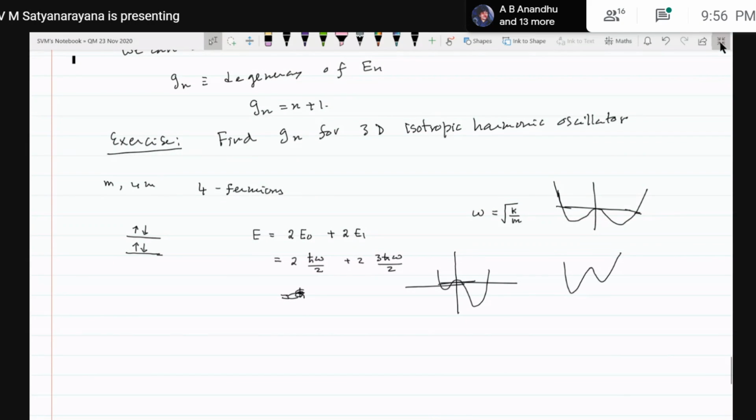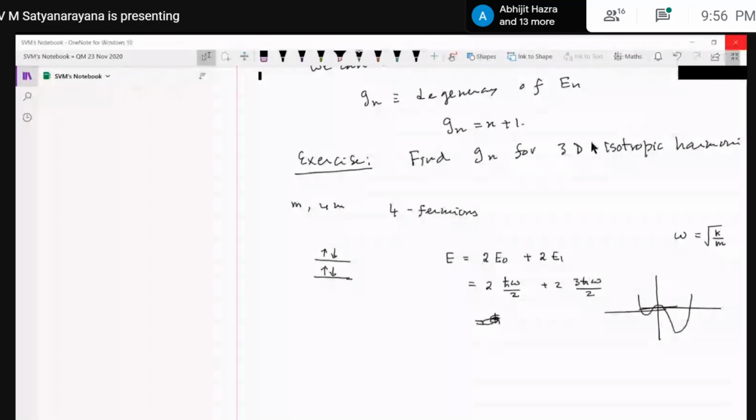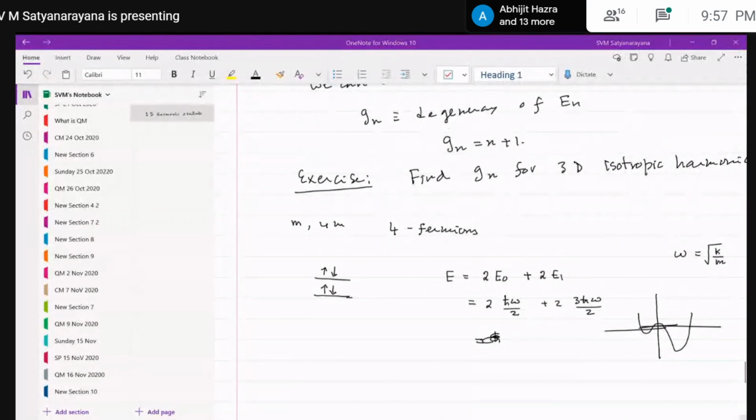Sir, I have a general question, sir. So we have two types of formalism in quantum mechanics, right? Wave mechanics and matrix mechanics. So how is matrix mechanics different, or how will be the approach in solving problems in matrix mechanics?